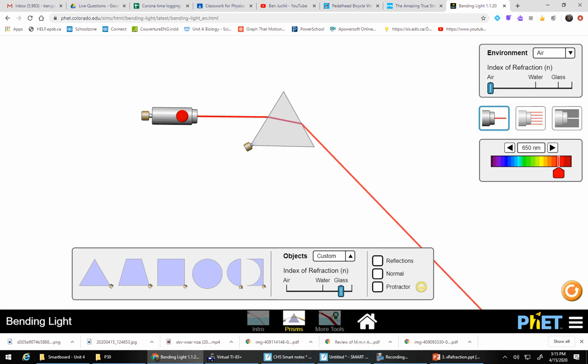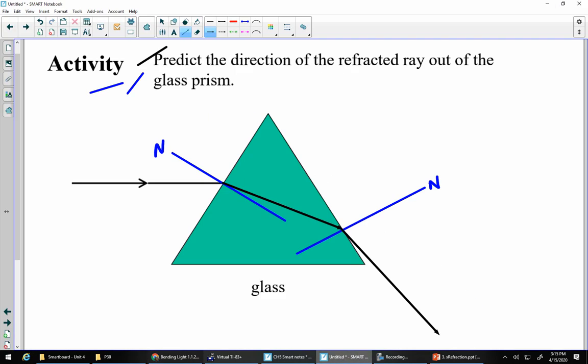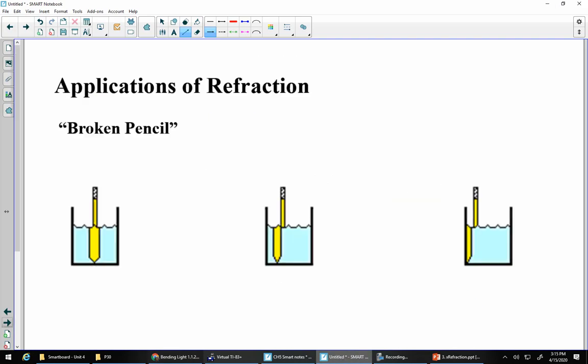So from fast to slow, it bends towards the normal line, and then as it leaves, it's going from slow to fast, it bends away from the normal line. Cool, very cool. Last couple things to go through with this. Just a couple of those applications.